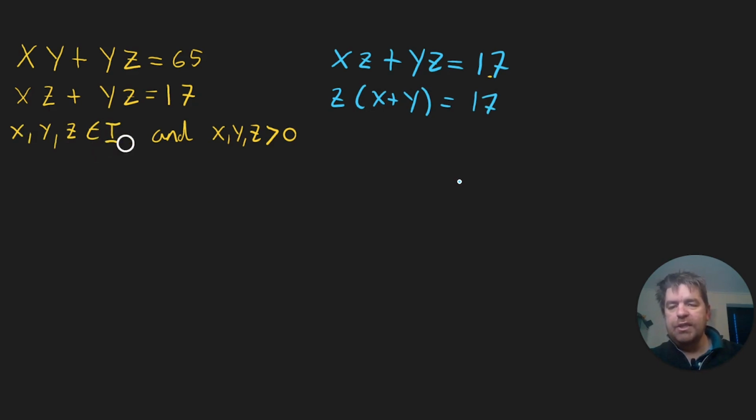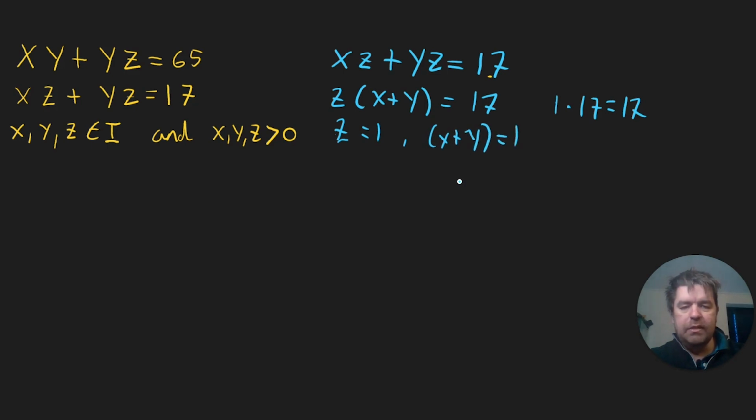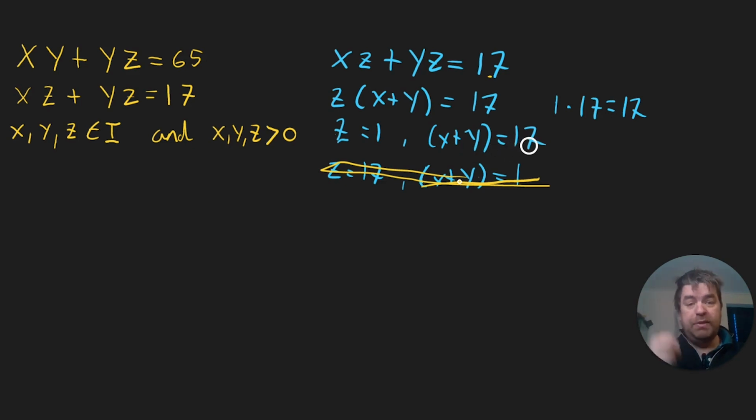Now we know that these are integers. So first of all, if we have integers multiplied together to give 17, 17 is a prime number, so we know that this must be 1 multiplied by 17 equals 17. So we know that either z equals 1 and x + y equals 17, or we have z equals 17 and x + y equals 1. But since we have integers which are positive, this cannot happen. So we'll eliminate that, and we know that z must be equal to 1 and x + y must be equal to 17.